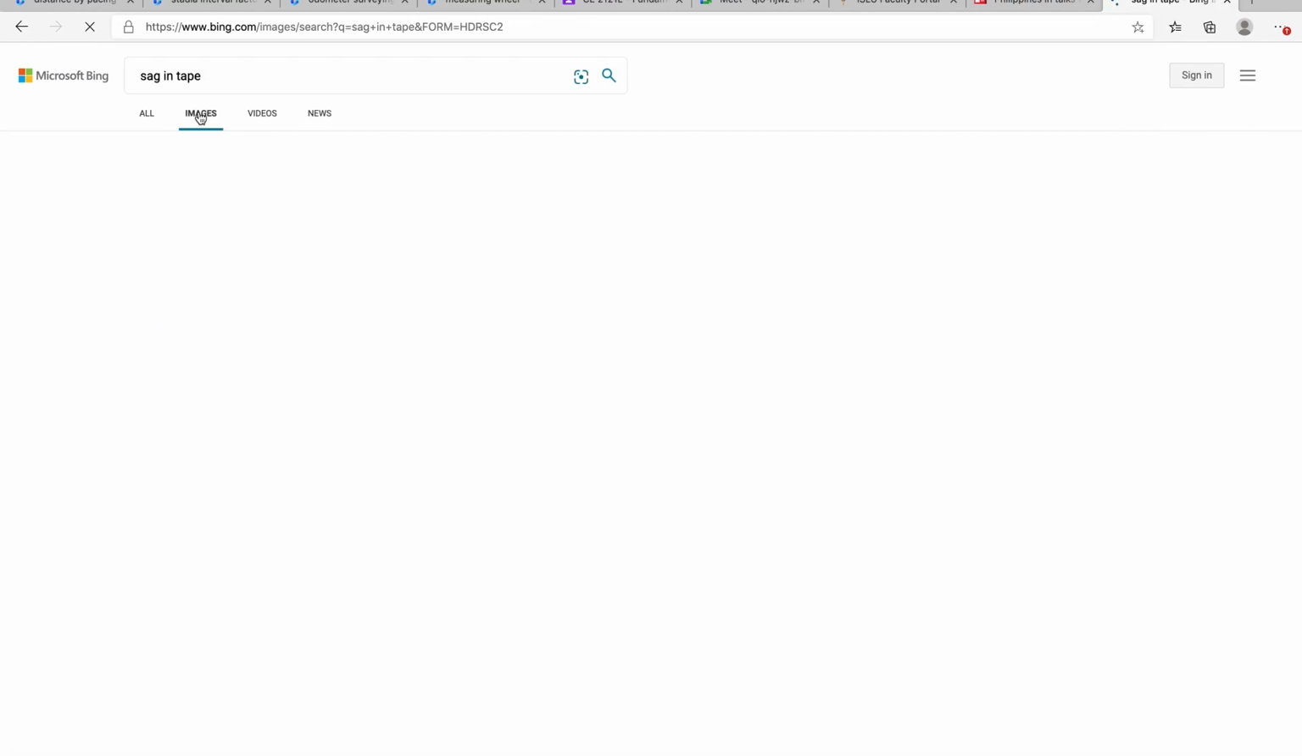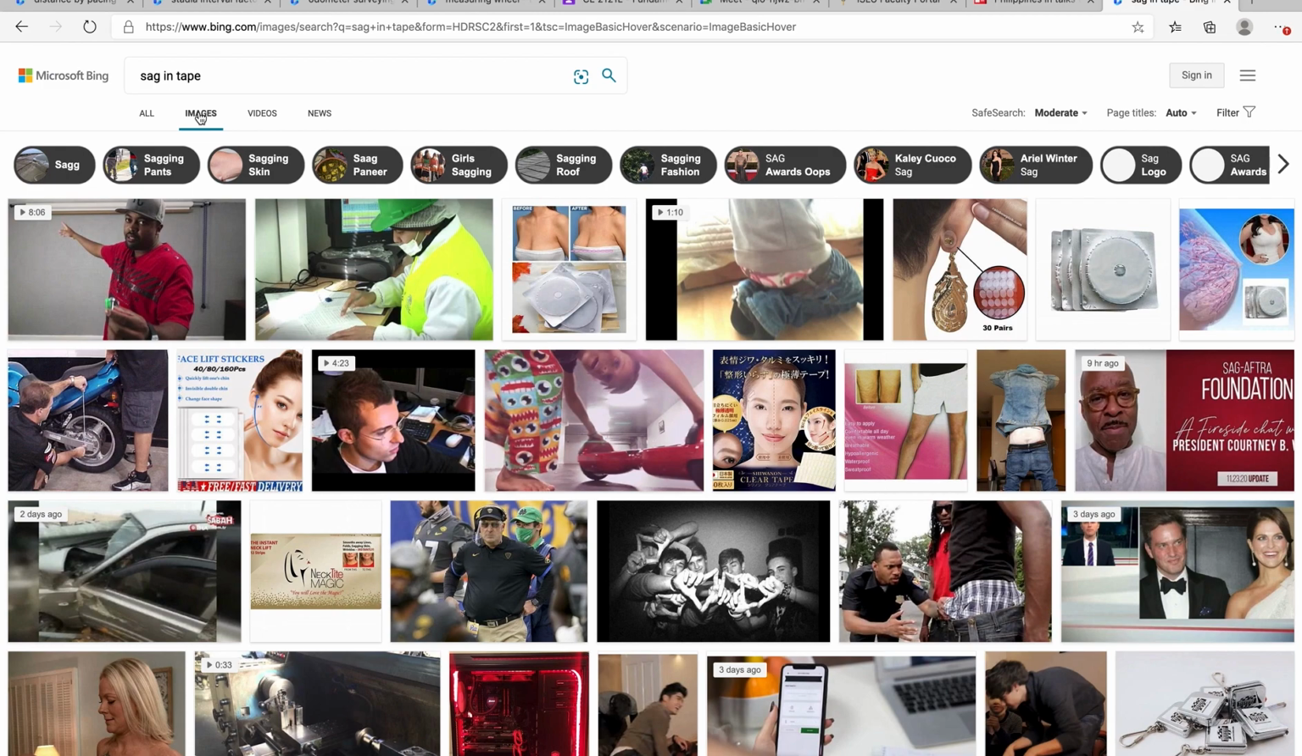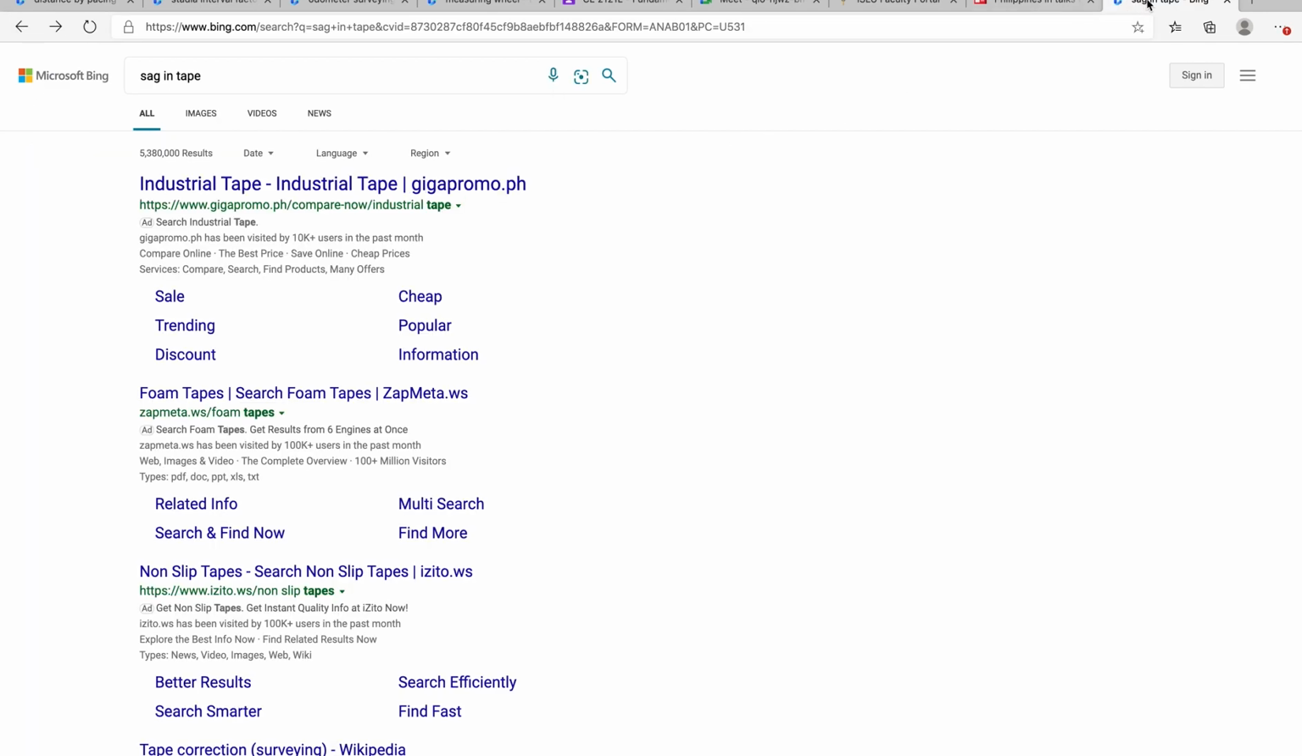Magkakaroon tayo ng tinatawag na sagging. No, wala. Sorry. Magkakaroon tayo ng sag in measuring tape.